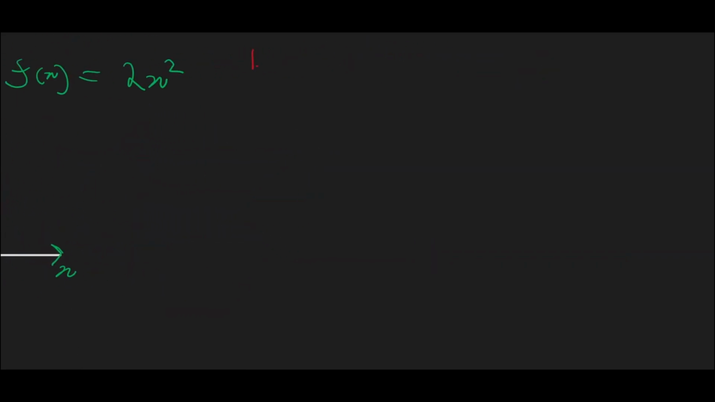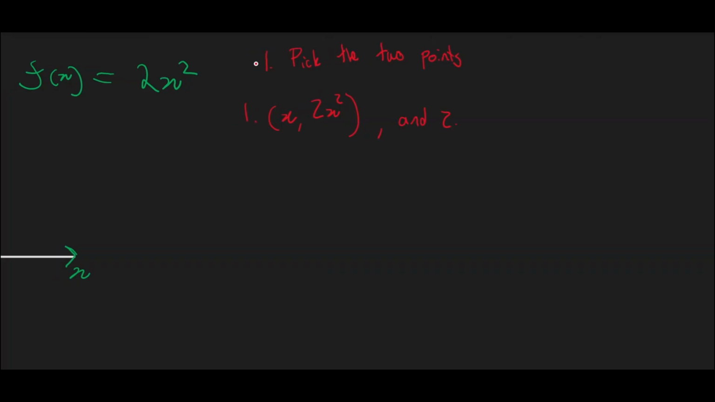First step is to pick the 2 points. And we can choose x. Now, when x equals x, what does y equal, right? And by definition of that function, f of x, we know y equals 2x squared. That's cool. So that's the first point. Right, so what's the second point? We can just say x plus h.